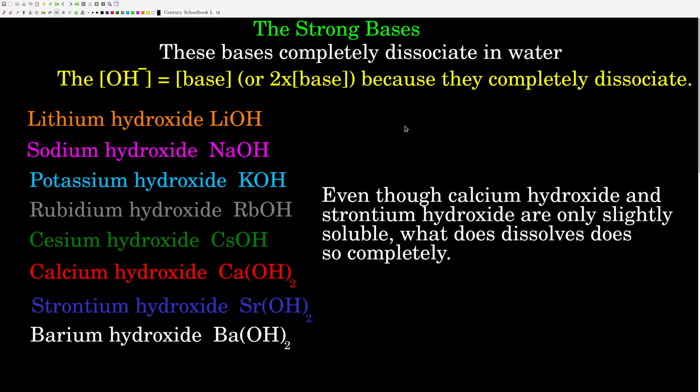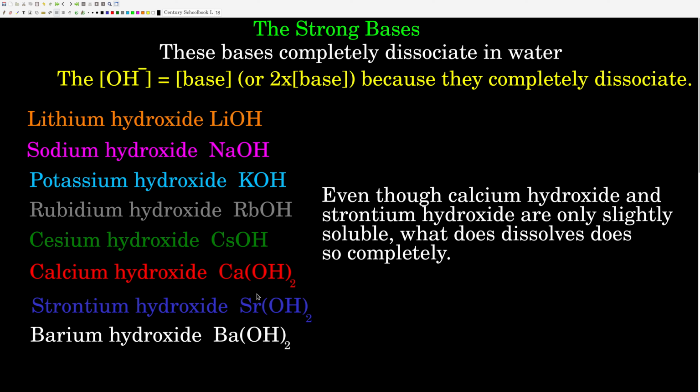Strong bases, likewise, completely dissociate in water. These are all metal hydroxides, dissociating into hydroxide and the cation. And so that means that the concentration of hydroxide in a solution of any of these bases, there's 8 of them, is equal to the concentration of the compound we put in there. Unless it's one of these last 3, then it's twice, because there are 2 hydroxide ions for every one formula unit of calcium hydroxide, strontium hydroxide, and barium hydroxide.